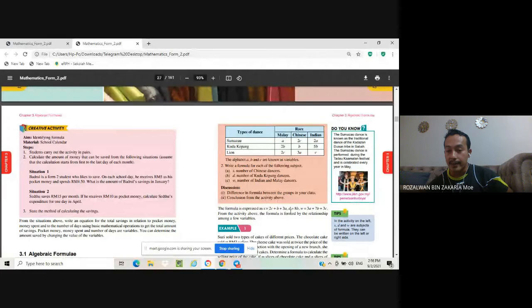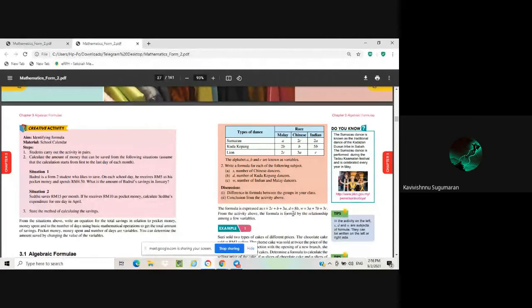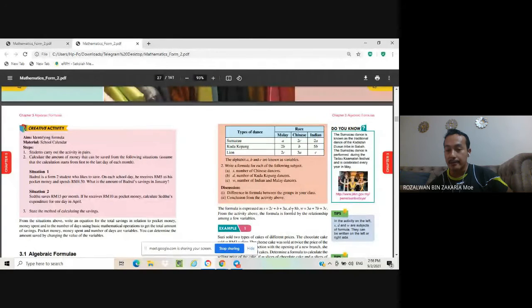Class, can you understand what I say here? Can you follow this one? Can you understand this one? Yes, sir. How to get D here equal to 8B, all right?